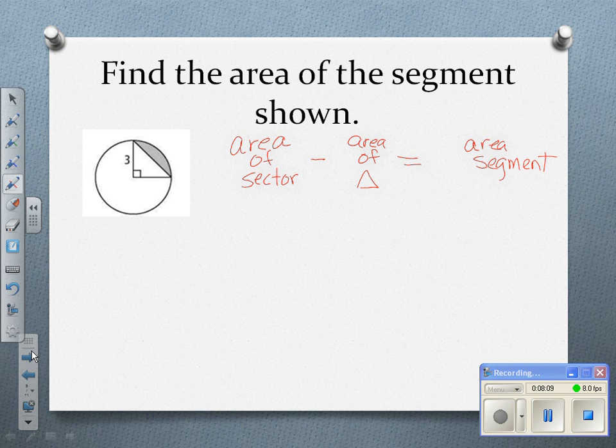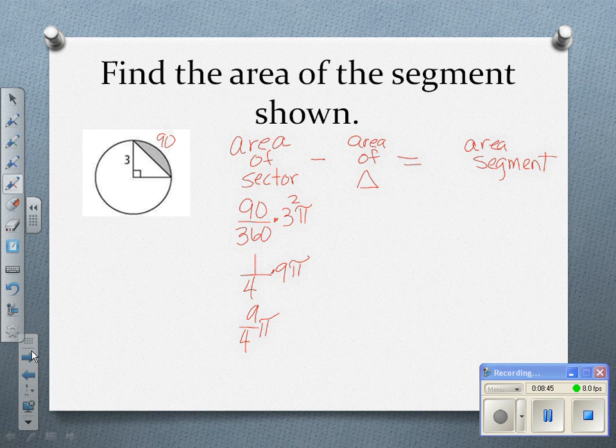Okay. So the area of my sector, that's a right angle, so this is 90 degrees, is going to give me 90 over 360 times the radius squared times pi. So 90 over 360 reduces to 1/4 times 9 pi. So I get 9/4 pi for the area of my sector.